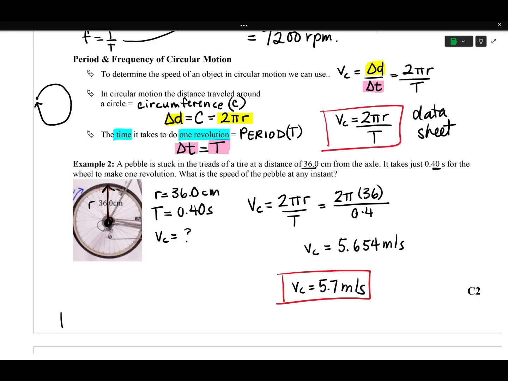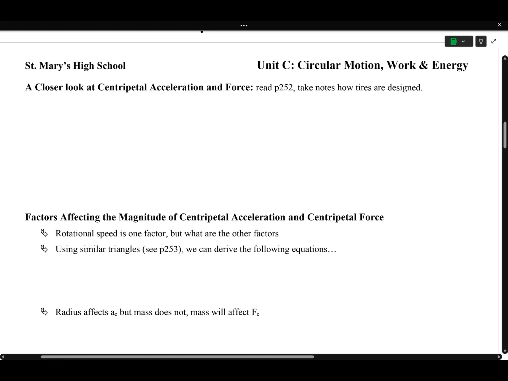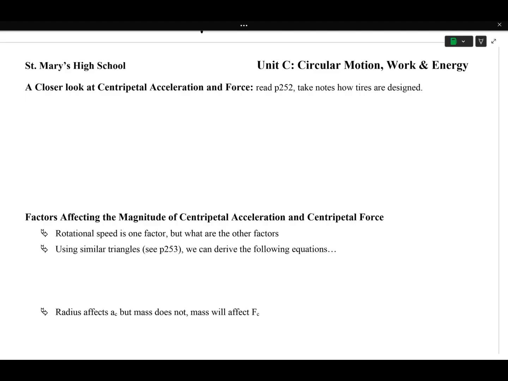So we're going to pause the video here for a few minutes, and I'd like you to do practice problems on page 250, numbers 1 to 3, and page 251, numbers 1 to 2. Okay, so we're back from that break. If you would like a closer look at centripetal acceleration, you can definitely read page 252 and take some notes on how tires are designed. Not mandatory, an optional bit of information that you can read there.